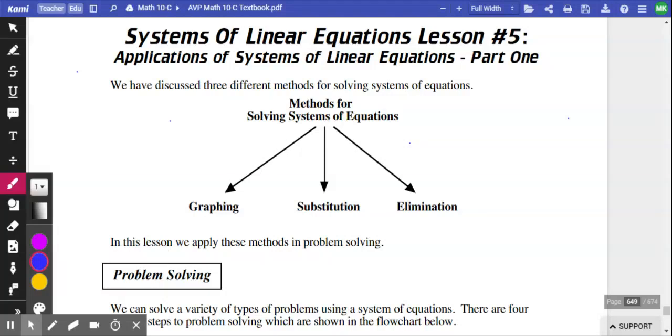Before we get into this, it's been a while since we've seen each other and talked about math. The unit we're in is systems of equations. What is a system of equations?